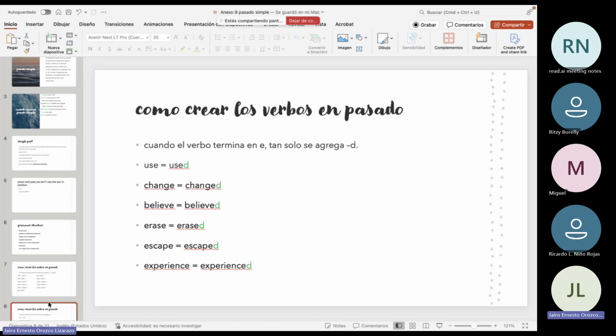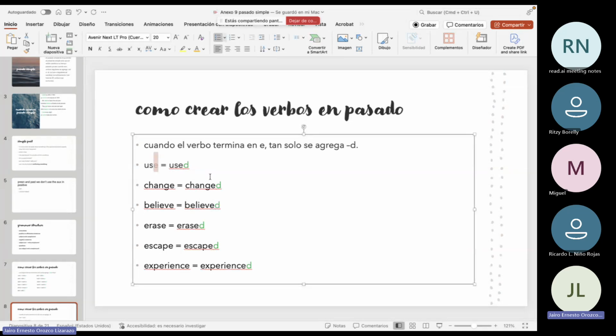If the verb ends in E, we add D at the end. For example, use ends with the letter E, so we add D at the end. Change ends with the letter E, so we add D at the end. Believe, believed; erase, erased; escape, escaped; experience, experienced.